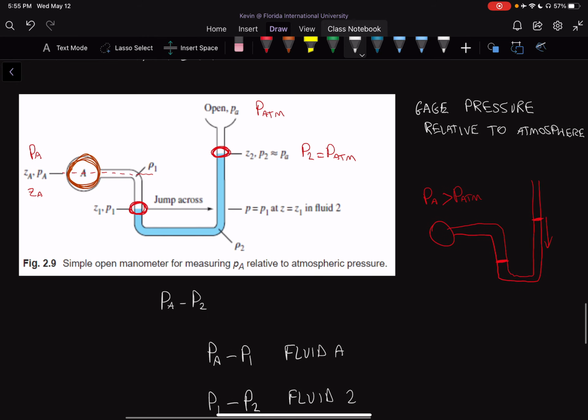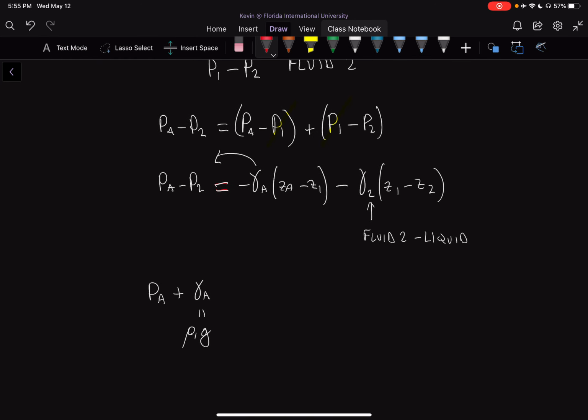So if we look up here, we are told that this is rho 1. So we have rho 1 as our density. So rho 1 G times ZA minus Z1, and then plus gamma 2, which would also be equal to rho 2 G if we wanted to, times Z1 minus Z2. Okay, and that's equal to pressure 2, which is equal to atmospheric pressure. We're told that in the question.